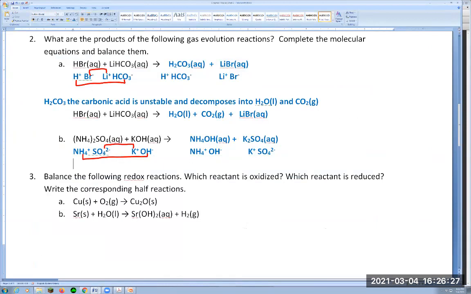So now let's look at the balancing. We'll do it roughly like that, because we have a polyatomic ion. When we balance equations with polyatomic ions, you keep the polyatomic ion and count it as one unit. Here we have 2 ammonium, but here we have only 1 ammonium. So let's make it 2 by having a 2 in front of ammonium hydroxide.